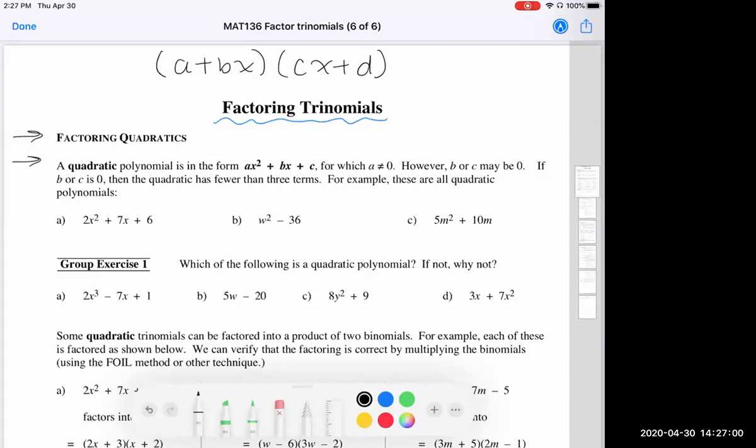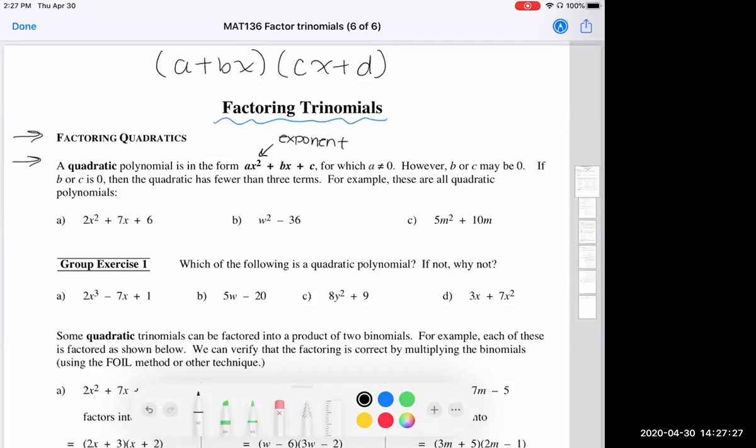A quadratic polynomial is in the form of ax squared plus bx plus c, for which a cannot equal 0. However, b or c may be 0. If b or c is 0, then the quadratic has fewer than 3 terms. For example, these are all quadratic polynomials. And in general, for it to be quadratic, I need to have an exponent of 2.